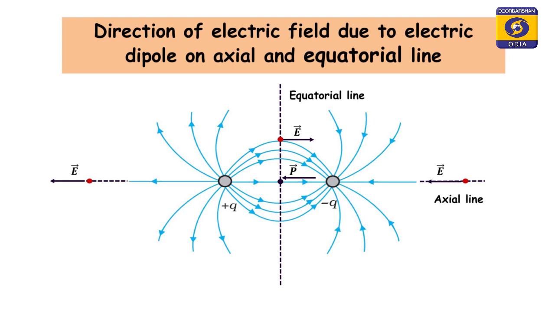Here you can see the E versus r graph. When r tends to 0, E tends to infinity, and when r tends to infinity, E tends to 0.